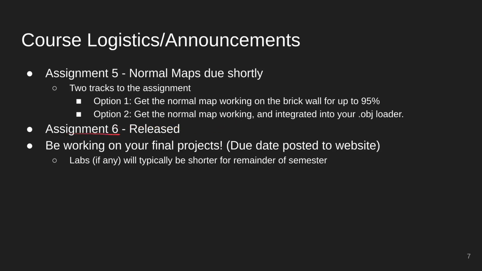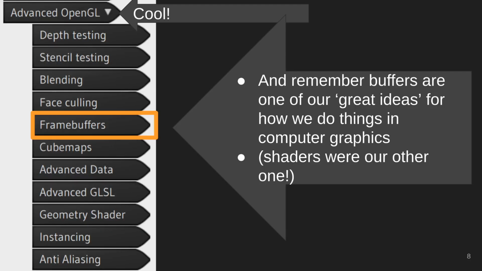Okay, and I'm also going to push assignment 6, which is going to be on the scene graph. It's a relatively short assignment, but will give you some exposure to scene graphs and how to work on them. Okay, so otherwise just keep working on your final projects, which will be due on the last day of class, posted on the website. And then we'll have a few labs and maybe one more assignment. I haven't decided yet, but they'll tend to be a little bit shorter for the remainder of the semester, so you can work on your final project.